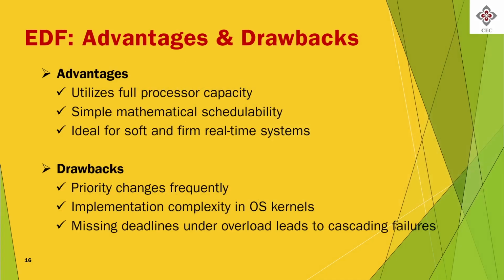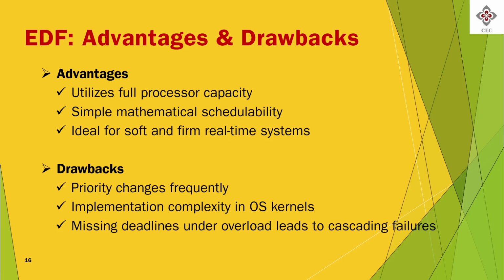Only thing is many context switches will happen, and if the load is heavy, it is highly sensitive, that is the problem. So, it always switches by assigning dynamic priority to the process which has the earlier deadline. If you look at the advantages, it utilizes the full processor capacity, and has simple mathematical schedulability: it just calculates the earlier deadline and schedules. It is ideal for soft and firm real time systems where it utilizes the slots effectively.